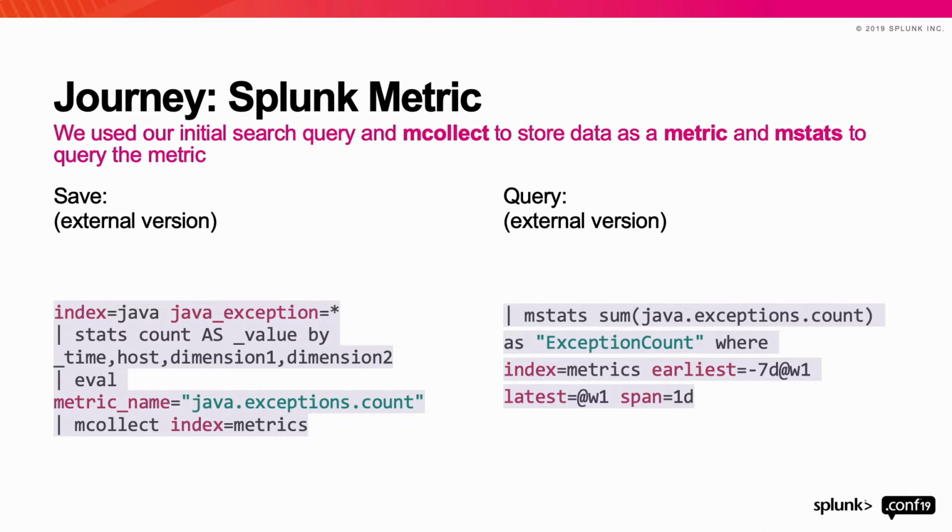What we did was, since we already had the raw events in our logs, we did the log to metric conversion. There are other ways to get data into metrics, but in our use case, we just did the log to metric conversion. Two commands that we used were mcollect and then mstats. Mcollect to get the data into our new index called metrics, and then mstats to query that data.